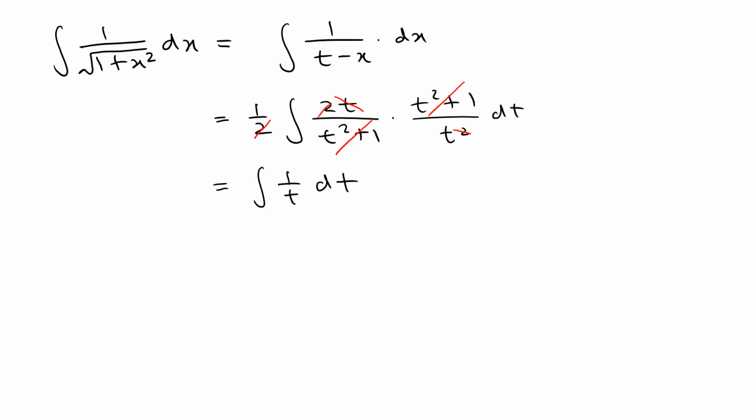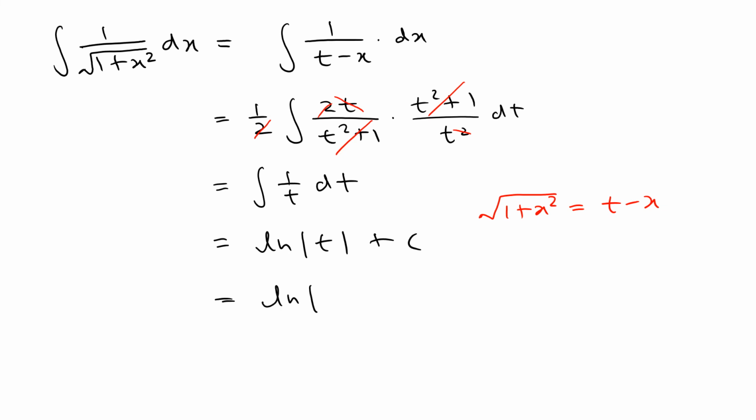So this is much simpler. And then this is just the natural log of t plus c, and then again using the substitution. We know that the square root of 1 plus x squared equals t minus x. If you solve for t, you can see that you simply get ln, we can write this as x plus the square root of 1 plus x squared. So we directly get the answer.